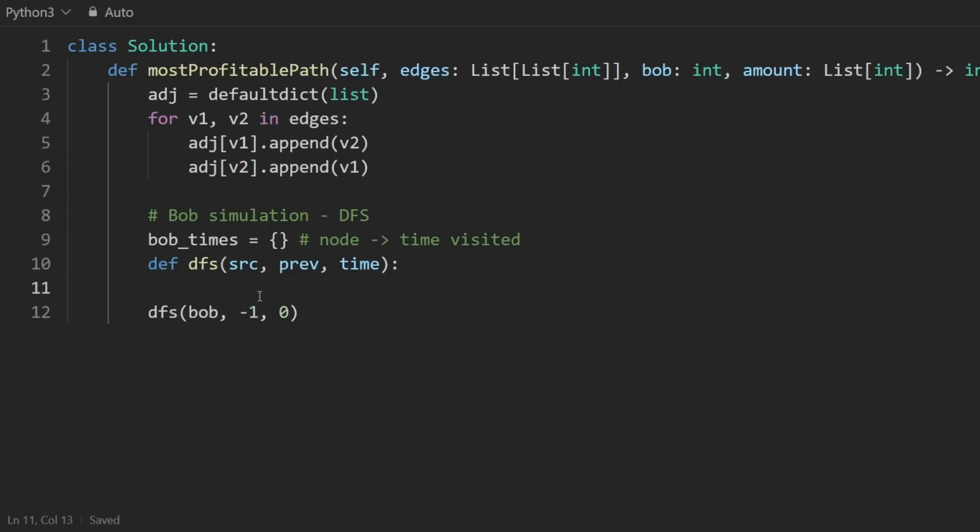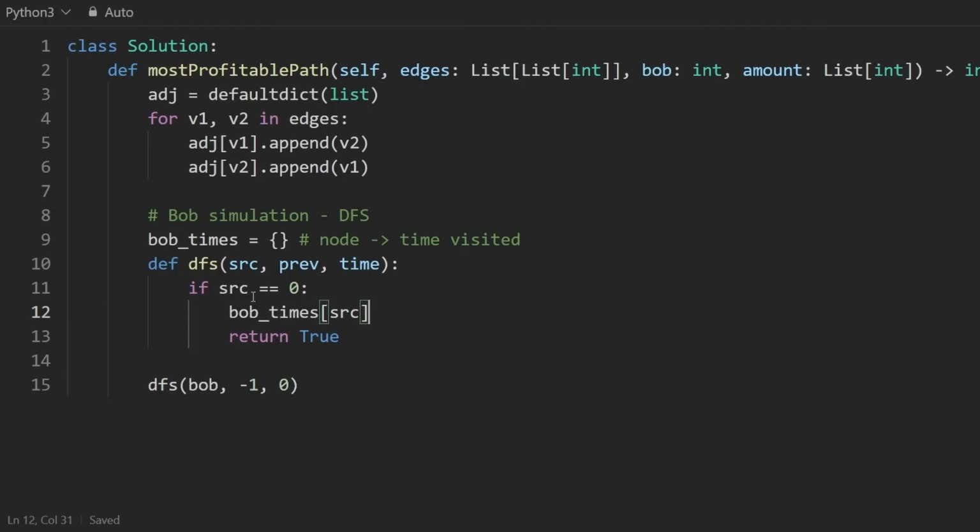Okay, so in terms of the base case, we know that the main one is when the source is equal to 0. That's very good. We can return from that, and we're going to return true to indicate that this was the path that led us to the root node. But before we return, let's also mark the time that it took to reach this node. The node is 0, or we could also just use source, and this was the time it took to reach it. Now we can do this. If the base case did not execute, we will go through the neighbors of the current node. So neighbor of source, the adjacency list.